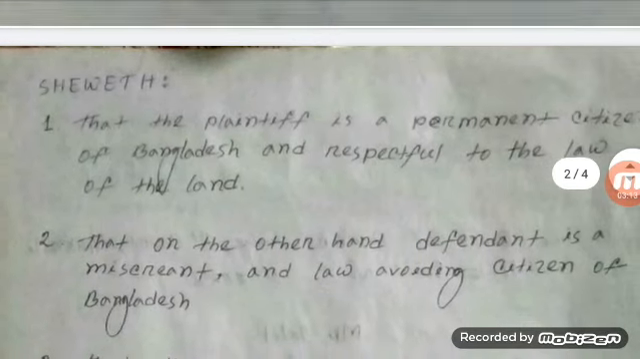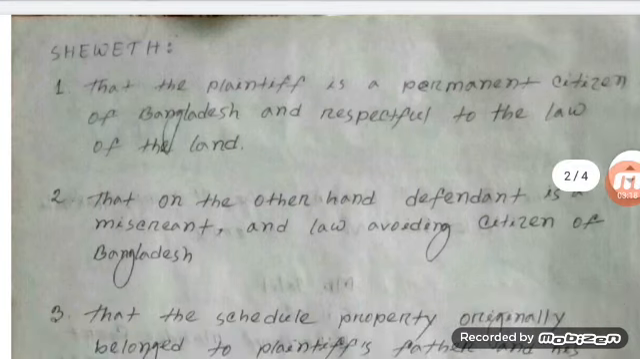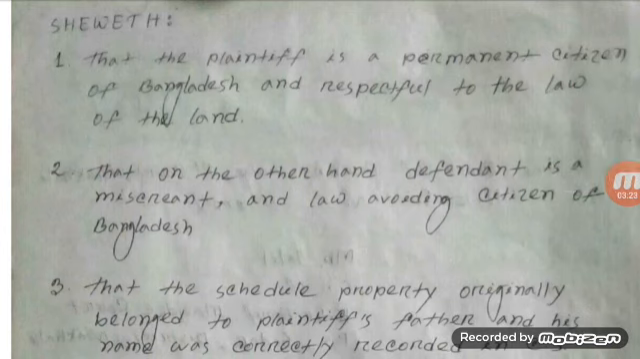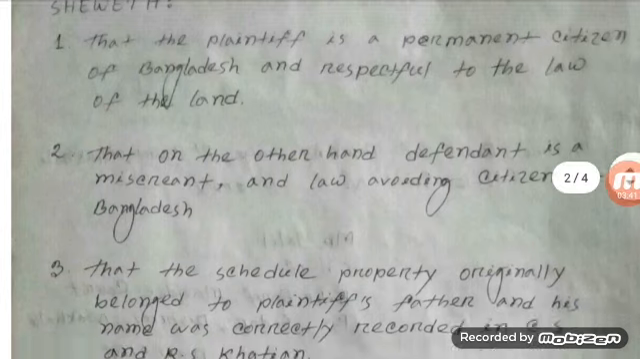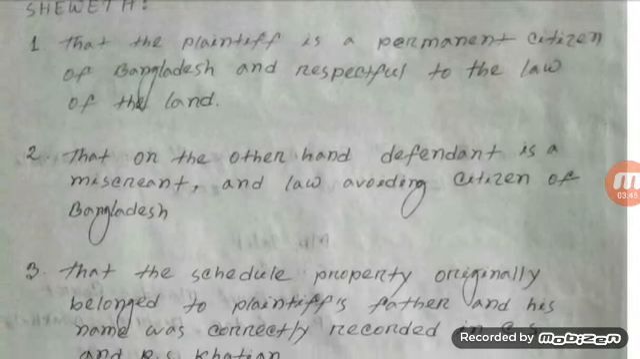Okay, and after that, now we are going to discuss the body of the plaint. Now here step by step we will write the cause of action. Okay, and it is the body of the plaint. So see, the first para is that the plaintiff is a permanent citizen of Bangladesh and respectful to the law of the land. Okay, so in this para you have to show that the plaintiff is a very good person, he is a law-abiding person.